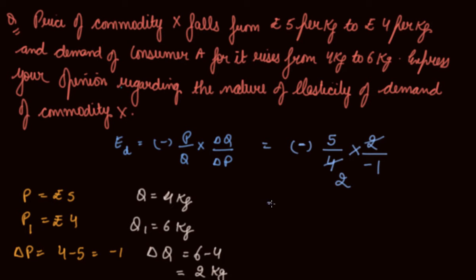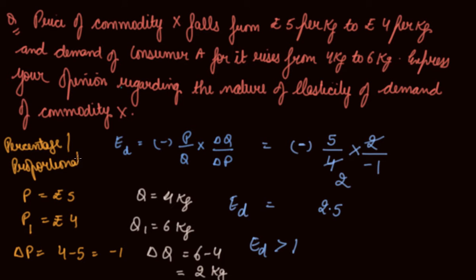So you have 2.5 as your elasticity of demand for this question. Minus minus becomes plus, and you cancel this out, you get 2.5 as your answer. So elasticity of demand is greater than 1 in this question. This is the percentage or proportionate method we are using to calculate the elasticity of demand.